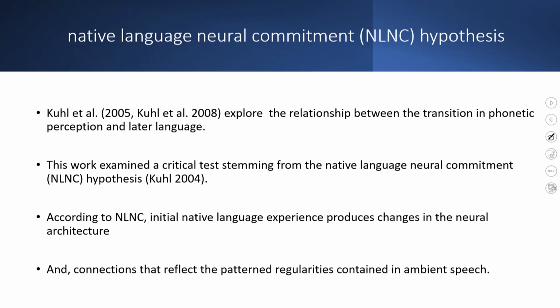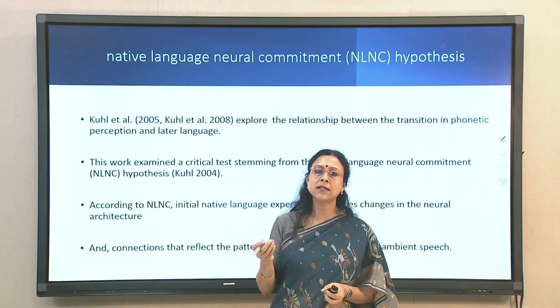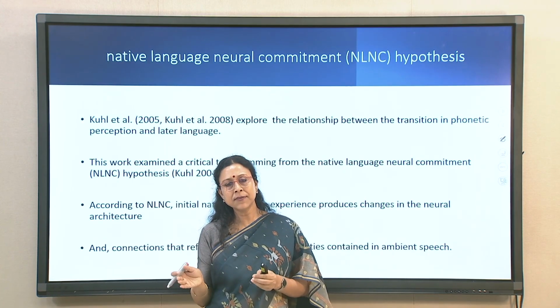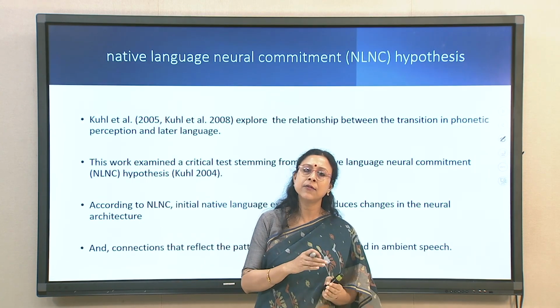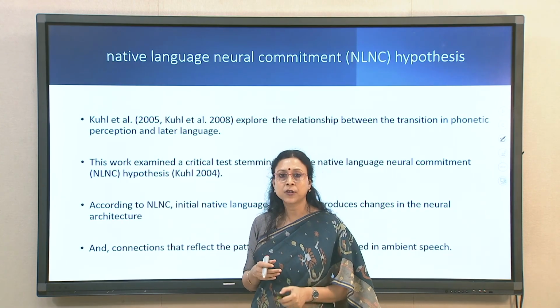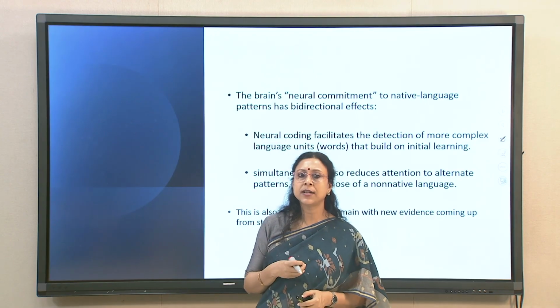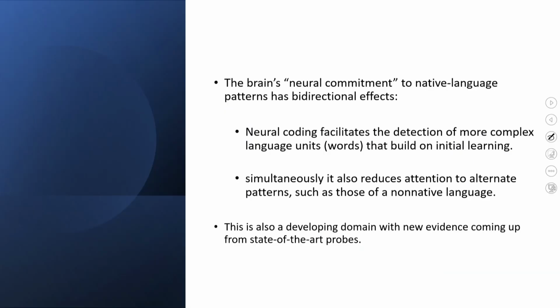The hypothesis is that the initial native language experience produces changes in the neural architecture and connections that reflect the pattern regularities imbibed in the ambient speech. So, the native language that the child is surrounded with creates a certain kind of neuronal structure, which is committed to the native language. So, the native language and the corresponding neural architecture is what we are talking about here. Okay. So, the brain's neural commitment to native language patterns has a bidirectional effect.